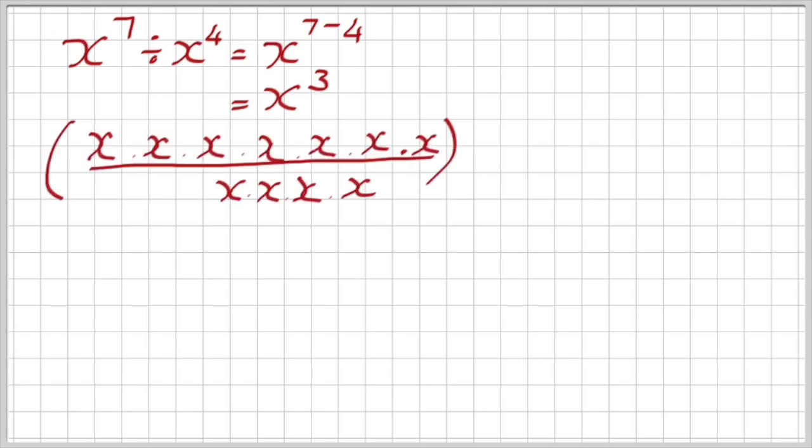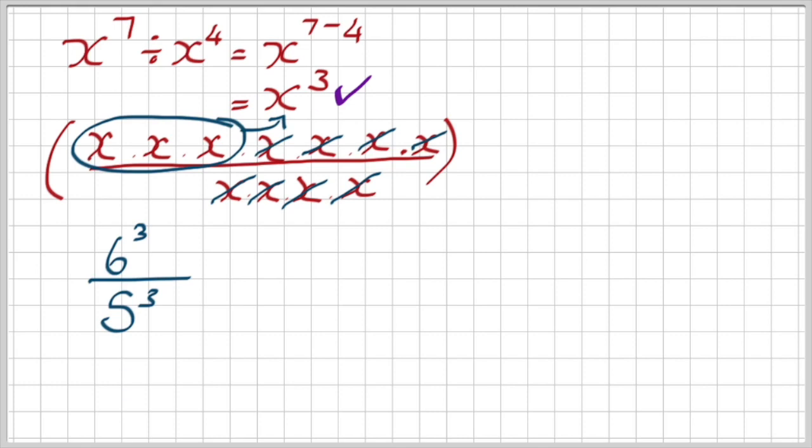Let's again start with the definitions. X raised to the power of 7 is 7 x's that I'm multiplying. The same then goes with the 4. X raised to the 4. I'm multiplying them, and now those x's divide away. What am I left with? Oh my goodness, x to the power of 3. So does it work? Yes, it does. Yes, it does.